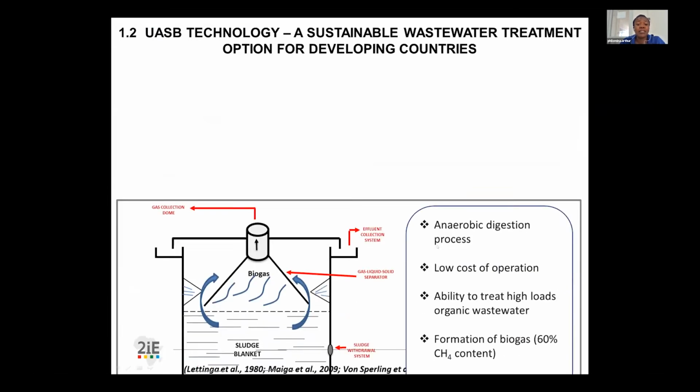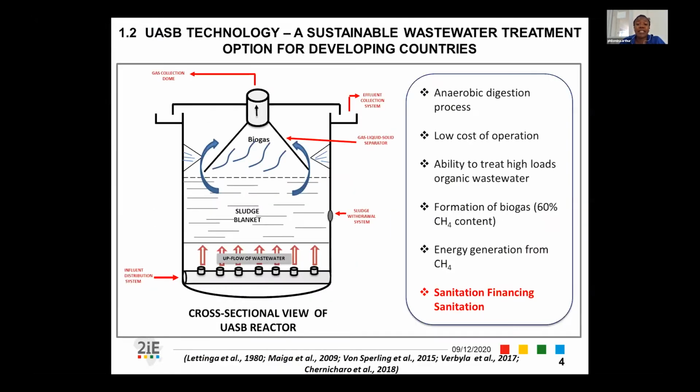be undermined. Several wastewater treatment technologies have been designed and implemented over the years. According to Lettinga et al., one technology which is gaining much recognition is the Upflow Anaerobic Sludge Blanket technology. This technology uses anaerobic digestion process, hence the cost of operation is very low. Also with this technology, there's production of biogas, which contains about 60% methane gas. From this methane gas, we can recover electrical energy.